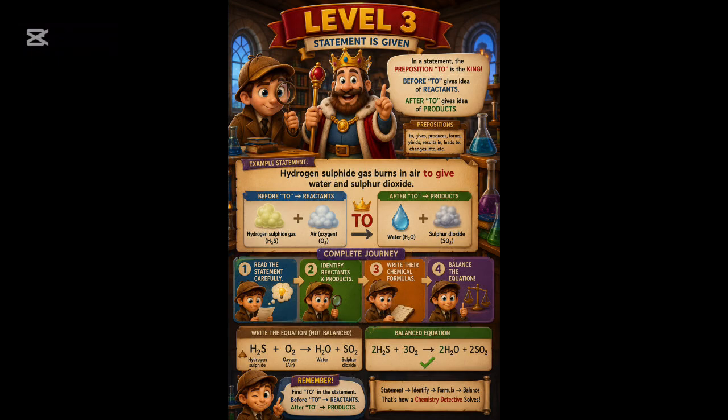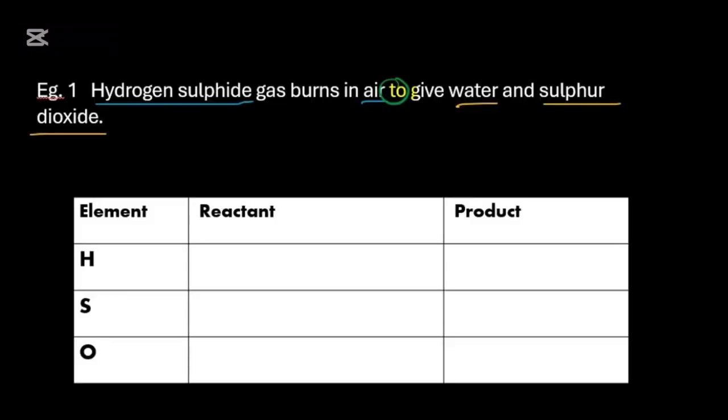And so here, before "to" is hydrogen sulfide plus air, that is reactant. After "to", water plus sulfur dioxide, that is product. Now convert them into a chemical formula. So the chemical formula goes like this: H2S plus O2 gives you H2O plus SO2. And finally balance it. So the complete journey is: statement, identify the reactant and the product, write the formula and balance.